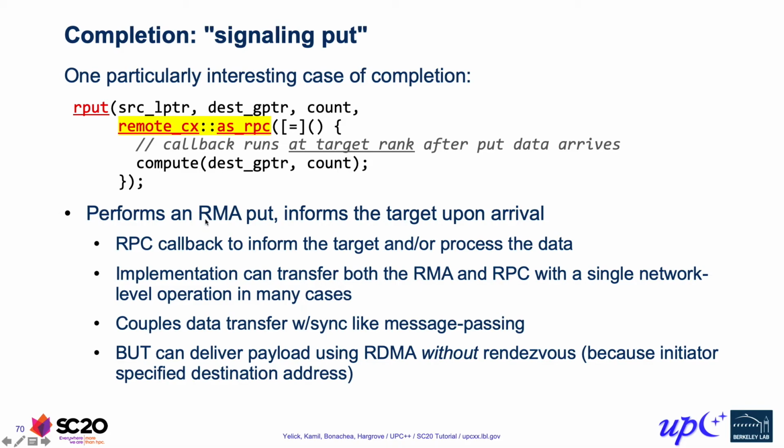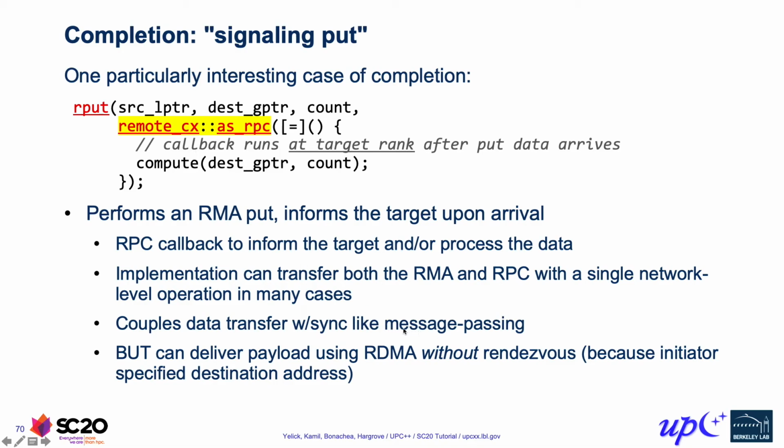So what we're doing here is we're doing an RMA put that informs the target upon arrival. So we actually refer to this as a signaling put. The implementation in many cases can actually transfer both the underlying data for the one-sided communication as well as the RPC data within a single network level operation. And what we get out of this is that we have a coupling of the data transfer with a synchronization.